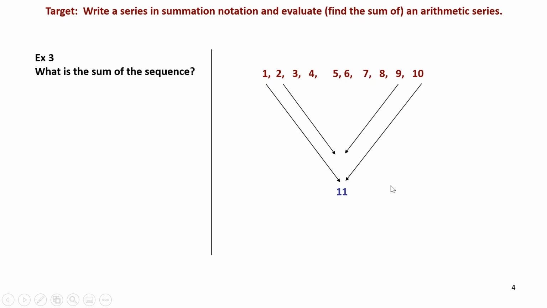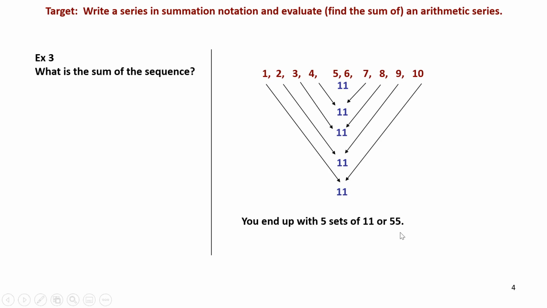And then I'm going to take 2 and 9, and I'm going to add those together, and that's going to give me 11. And then I'm going to take 3 and 8 and add those together because that's going to give me 11. You see where I'm going here? If I keep adding all the terms together, the first and the last, then the next first, the next last, I end up with 5 sets of 11. That's a little bit faster. All I have to do is multiply 5 times 11.